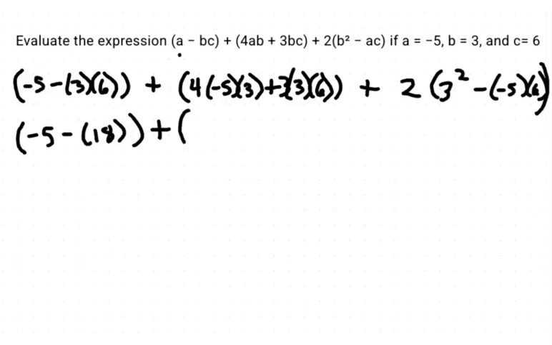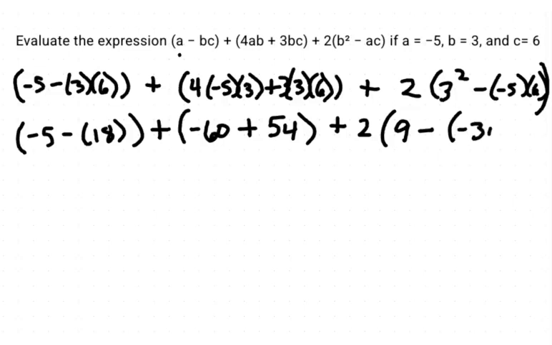4 times 5 is 20. And I have a negative, so positive times a negative makes it -20 times 3 is -60. Okay, I'm going to add. 3 times 3 is 9 times 6 is 54. Okay, then I have a 2 on the outside. I'm going to do my exponents here. 3 squared is 9. Do not subtract yet. Do multiply that -5 times the 6, and I get a -30.